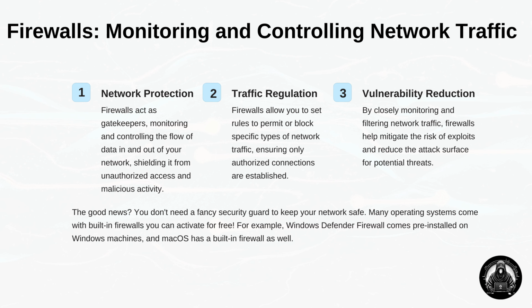Firewalls, monitoring and controlling network traffic. 1. Network protection. Firewalls act as gatekeepers, monitoring and controlling the flow of data in and out of your network, shielding it from unauthorized access and malicious activity. 2. Traffic regulation. Firewalls allow you to set rules to permit or block specific types of network traffic, ensuring only authorized connections are established. 3. Vulnerability reduction. By closely monitoring and filtering network traffic, firewalls help mitigate the risk of exploits and reduce the attack surface for potential threats.